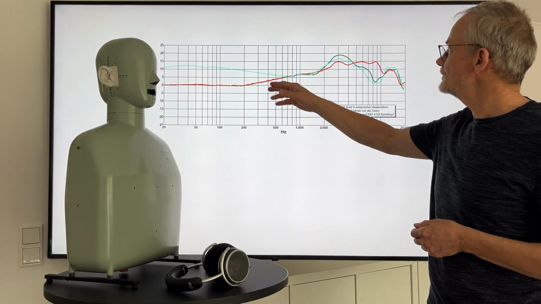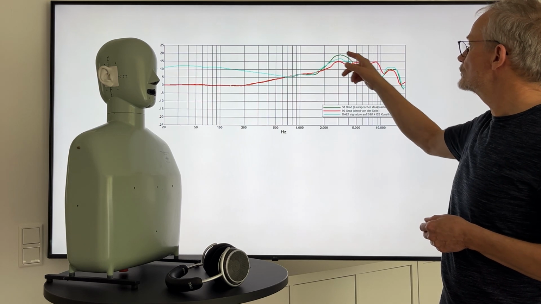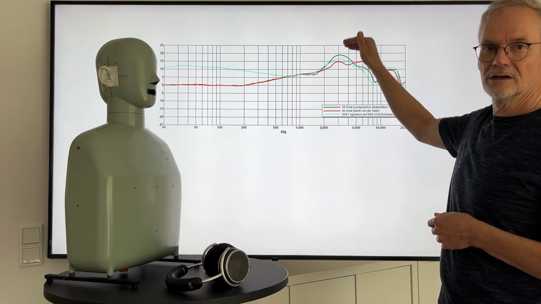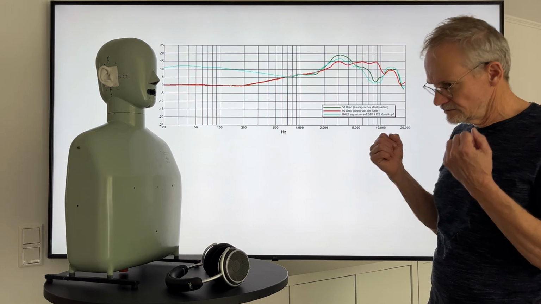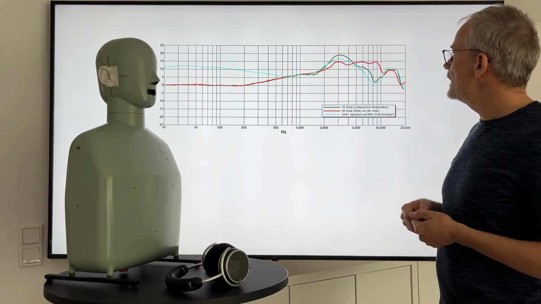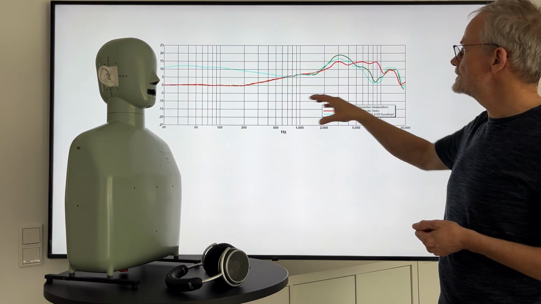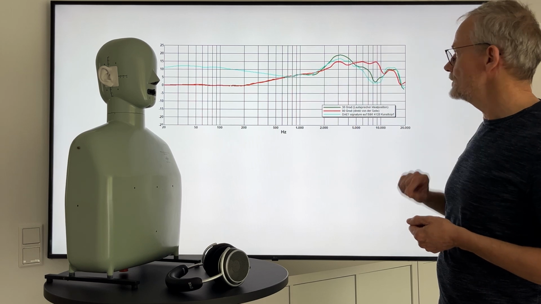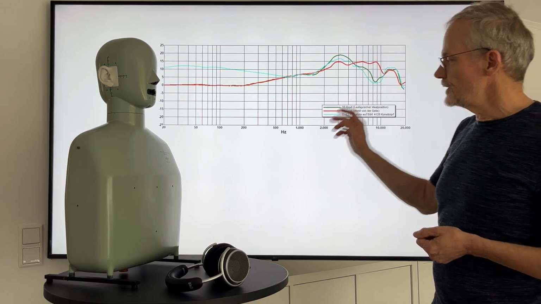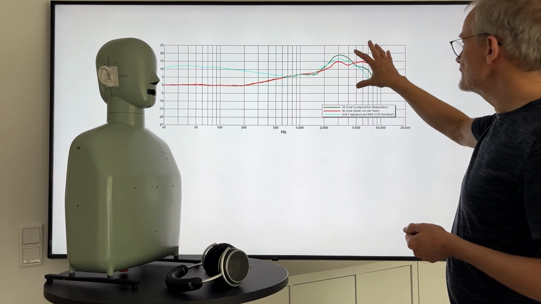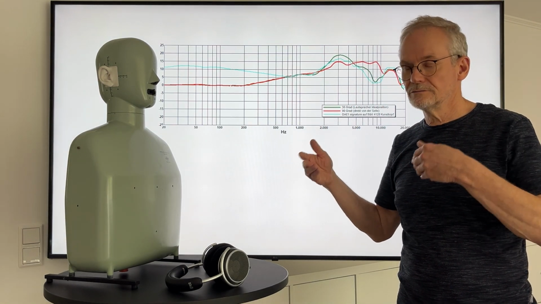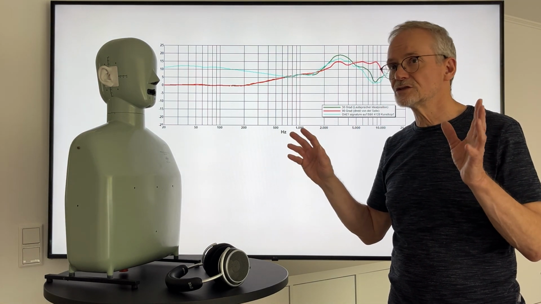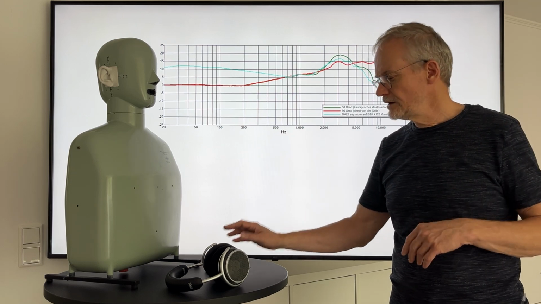That's very close to the green curve. It doesn't have so much peak at 3 kilohertz, so it's not that cutting through, but it's very, very close to this first wavefront response. That gives a very good frontal imaging, and it's very close to reality.